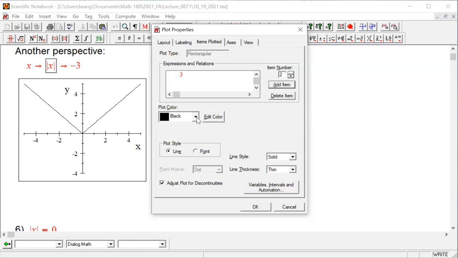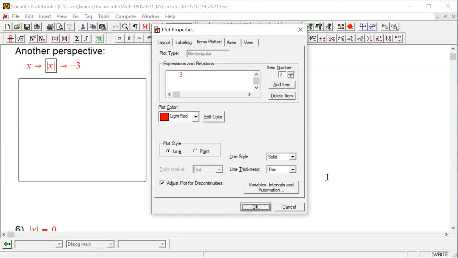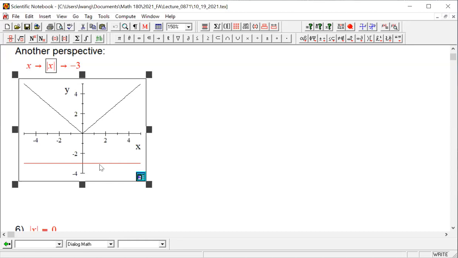-3, in red. This is y equals -3. It has no touch to the curve. That means what? That tells you there is no solution. If you go back to the definition of function, it says there's no input such that the output is -3. Do you guys follow me?